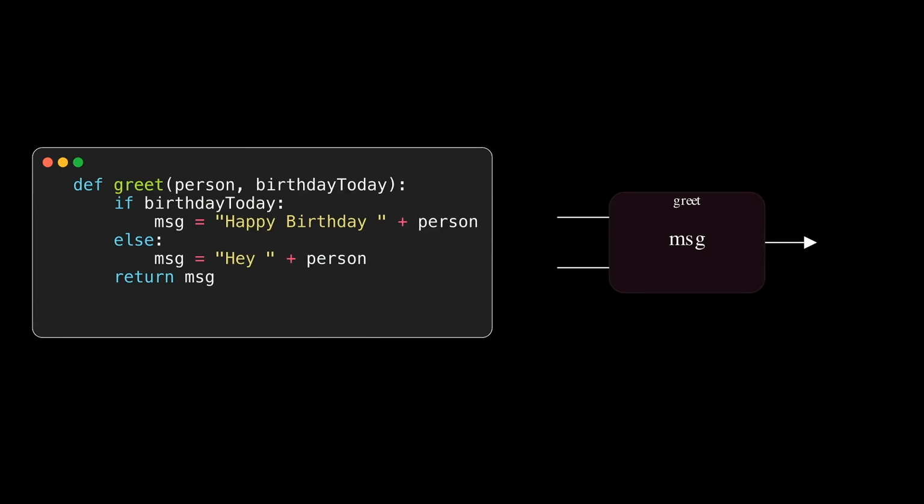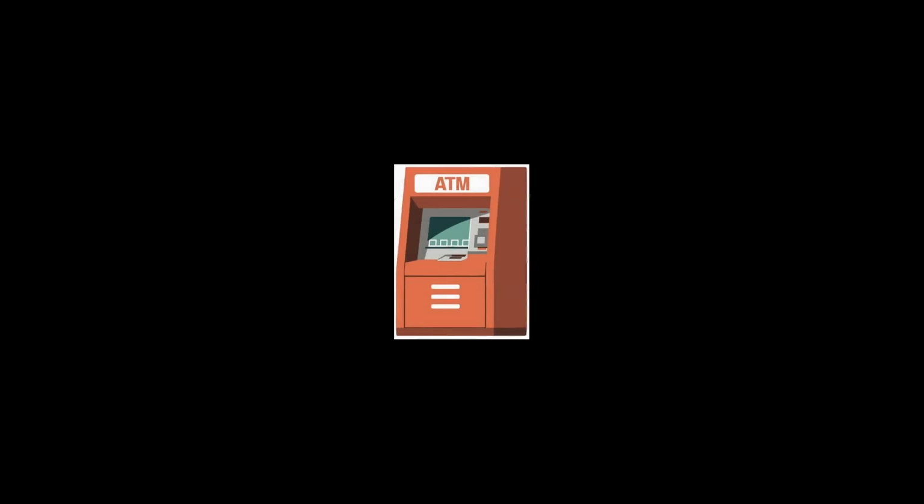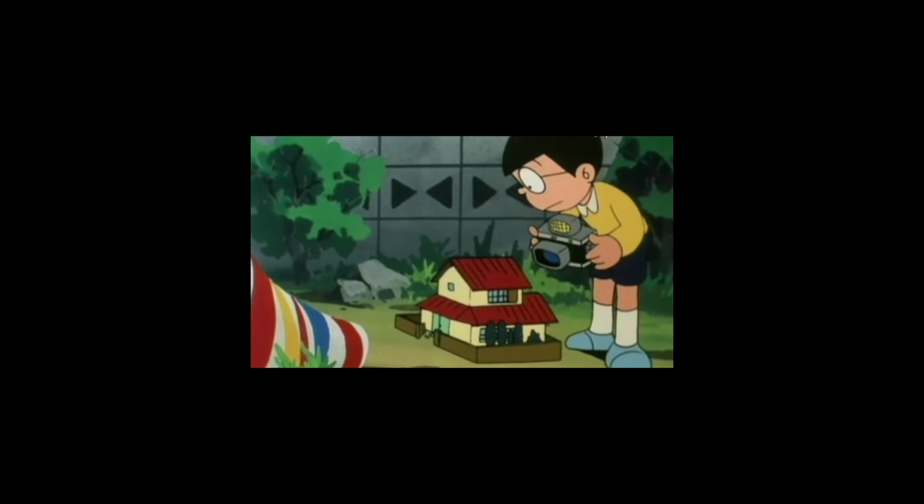We know that this is a function, but an ATM is also a function. The input is your card and PIN number, the output is the money. Even this is a function. The input is a character, the function miniaturizes the input, and a smaller character is the output.